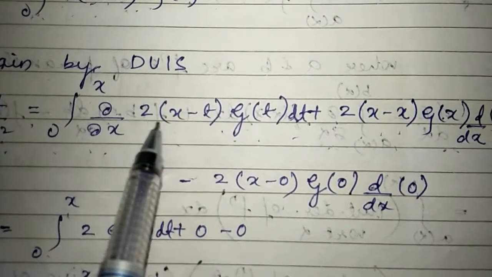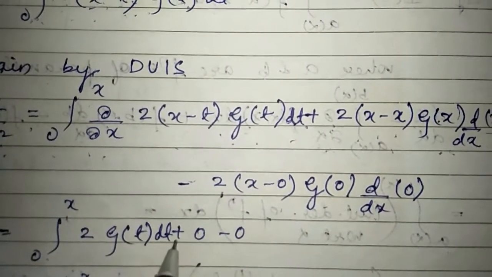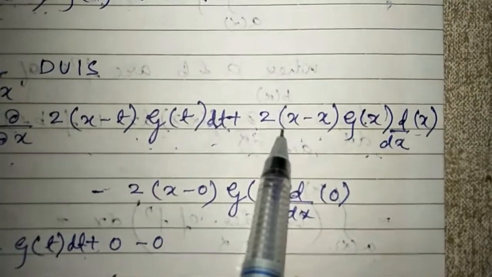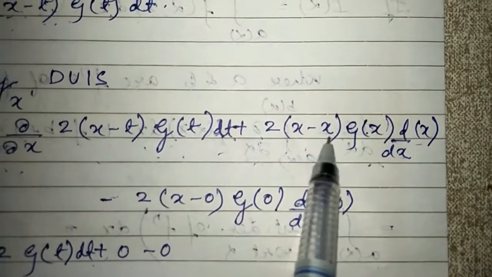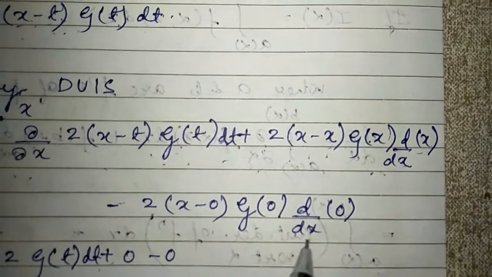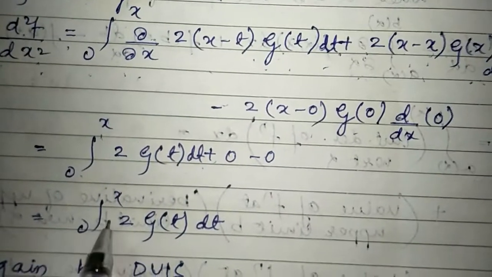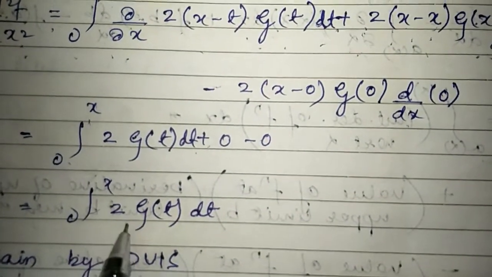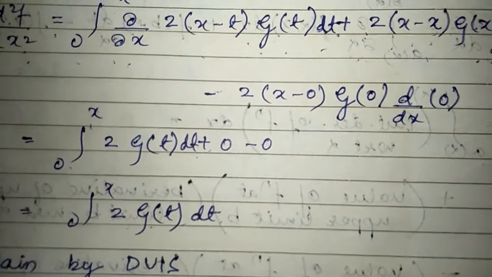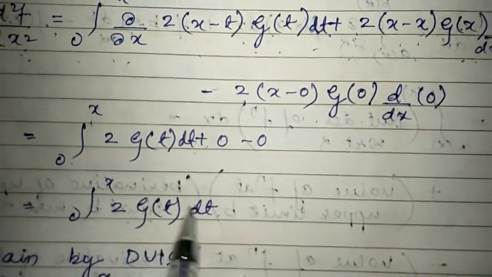So what we'll have is only 2, since g of t is constant, into dt, plus this term, which will be 0 because we have x minus x, and here also it will be 0, d by dx of 0. So this is 0. So what we have is integral 0 to x of 2 times g of t dt. This is d2f upon dx square.